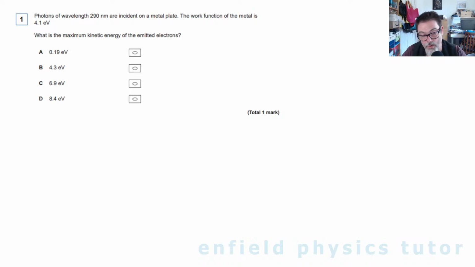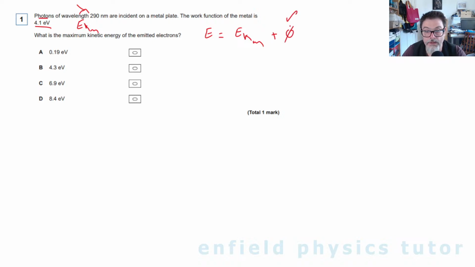This is your typical kind of multiple choice question here. It says we have some photons of a wavelength. Notice they'll do this, they'll give you wavelength and not frequency. They're incident on a metal plate. The work function is in eV. Notice we're in the realms of eV there. That's good. What is the maximum kinetic energy? So we want EK max. That's our goal. So we know that E is going to be equal to EK max plus phi.